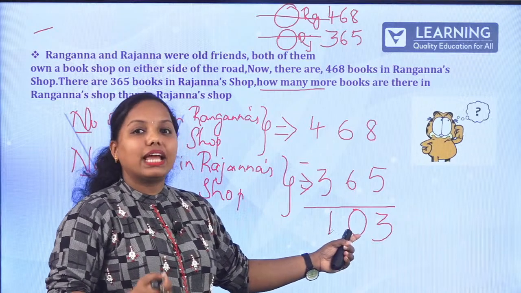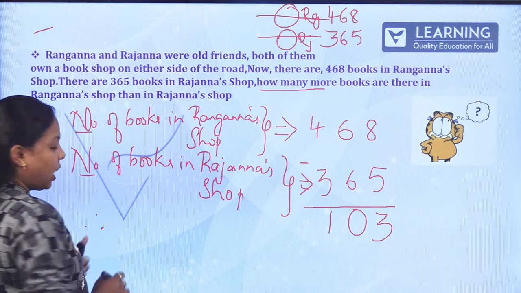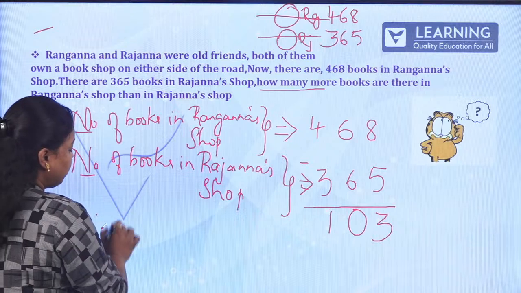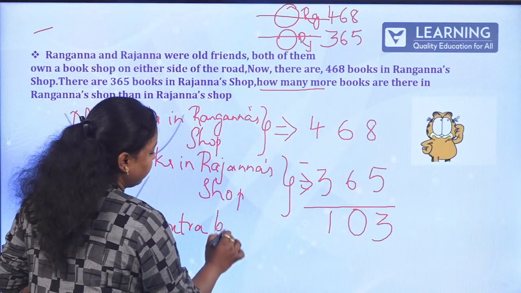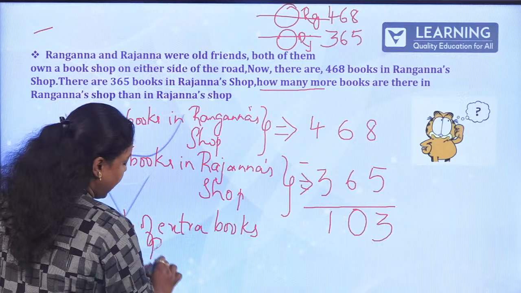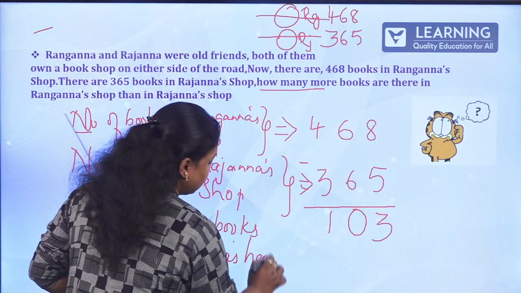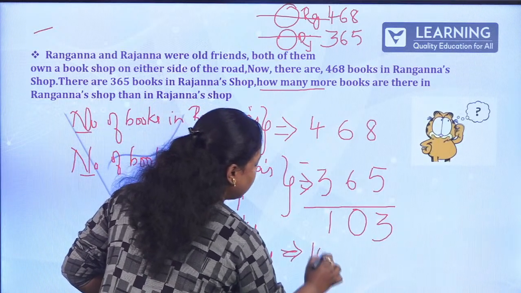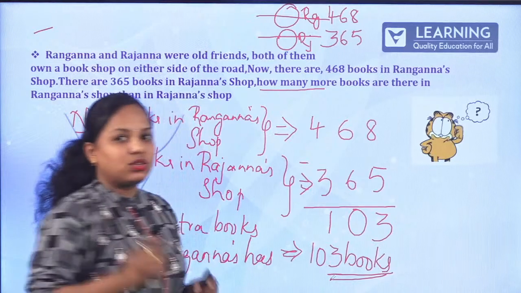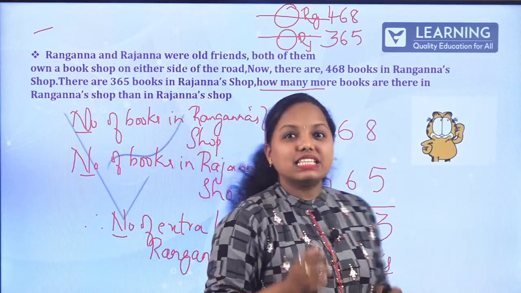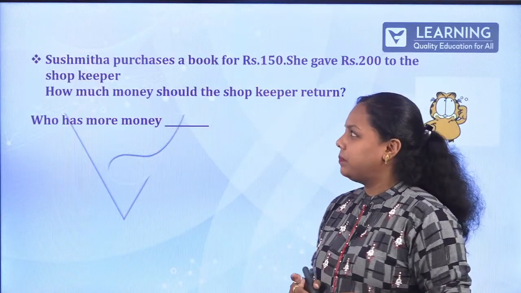So, what is the total extra books he is having? Therefore, let us write. I hope you know this symbol, three dots, therefore. Number of extra books Rangana has is 103 books. So, extra books is 103 books. This is how you solve. Well, this was easy since there was no borrowing. How about the next problem?